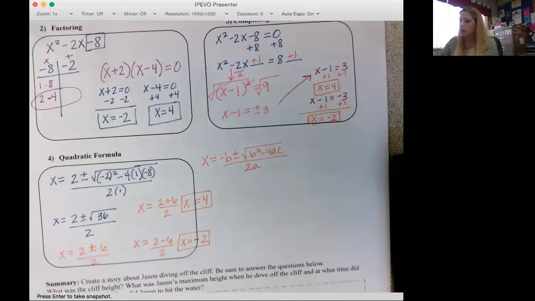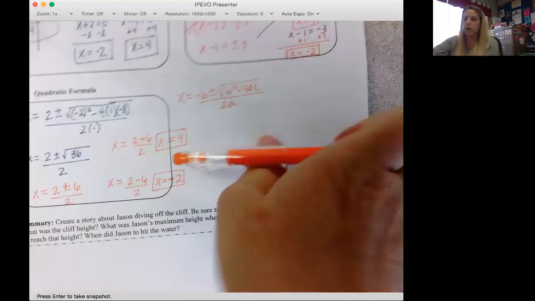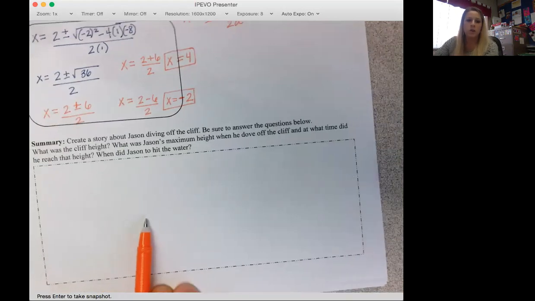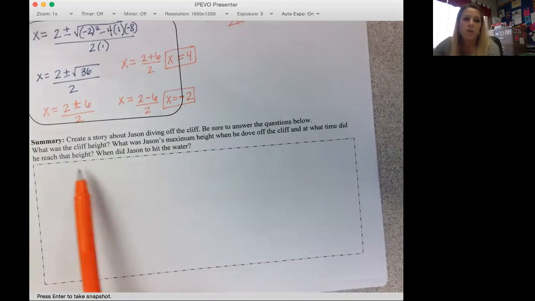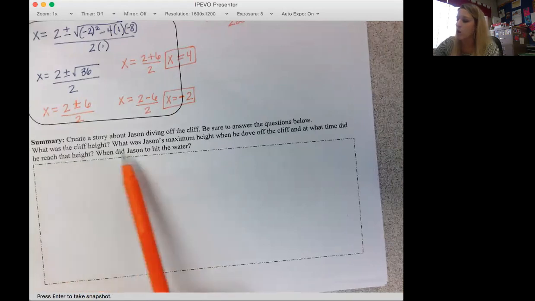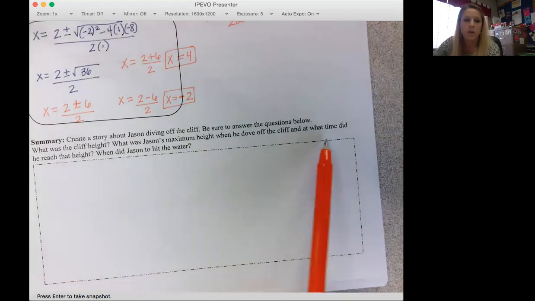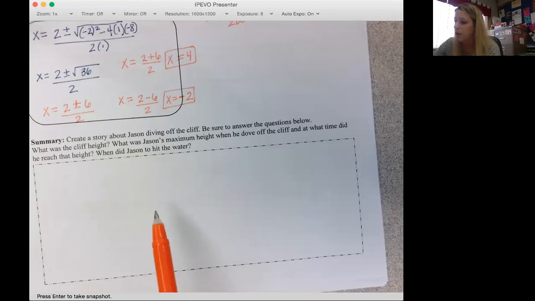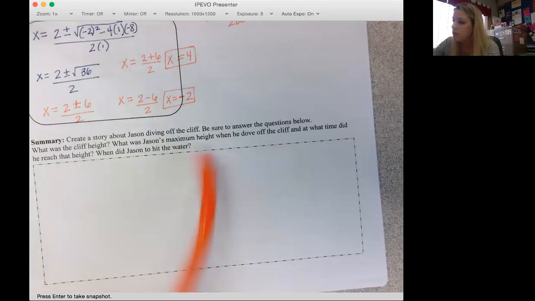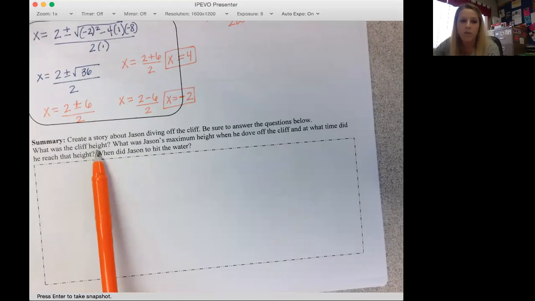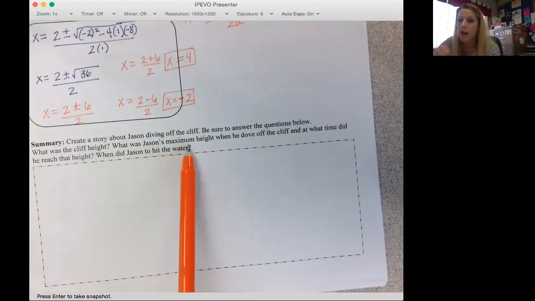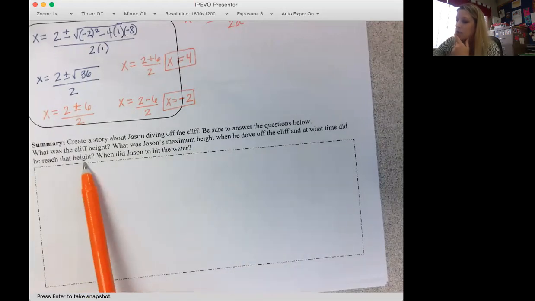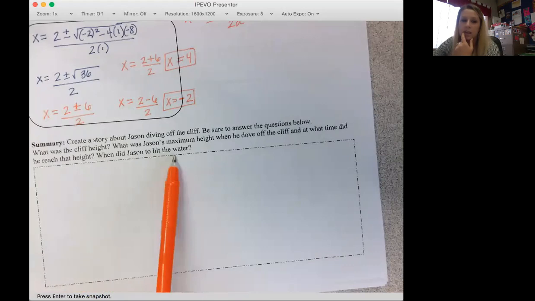Okay. All right, so the last thing is a story, and I'm going to leave this to you guys. But the important thing about the story is that you have to make sure that you are using all the information that you know. So what I will do is I will say out loud what I would write for mine, okay? So I have to use some important things. I have to know the height of the cliff. I have to know my maximum height in which he jumped into the water, and at what time did he reach that height, and when did he hit the water.